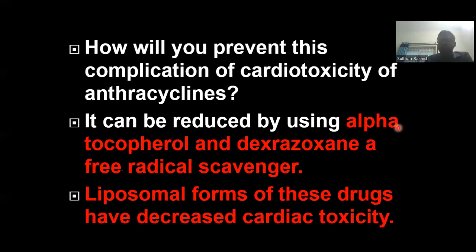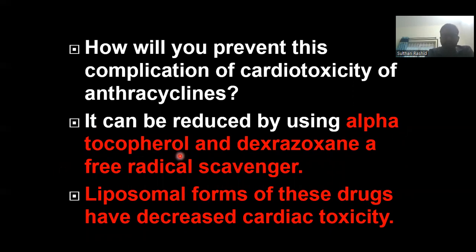How will you prevent this cardiotoxicity of anthracyclines? We can give antioxidants like alpha tocopherol. Another important drug, important from an MCQ point of view, is dexrazoxane. Dexrazoxane is a free radical scavenger that can prevent the complication of cardiotoxicity of anthracyclines. So you should give an antioxidant like vitamin E, that is alpha tocopherol, and dexrazoxane, a free radical scavenger.